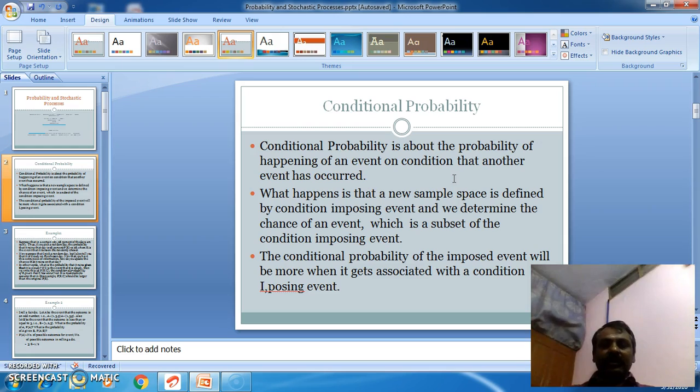Now, let's start with the conditional probability. Conditional probability is about the probability of happening of an event on condition that another event has occurred. What happens is that a new sample space is defined by the condition imposing event, and we determine the chance of an event which is a subset of the condition imposing event. The conditional probability of the imposed event will be more when it gets associated with a condition imposing event.